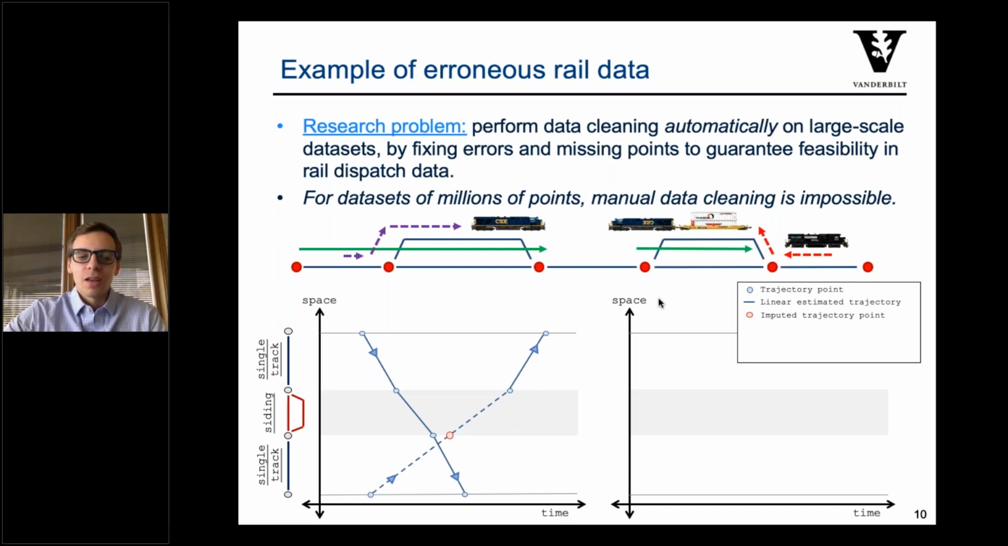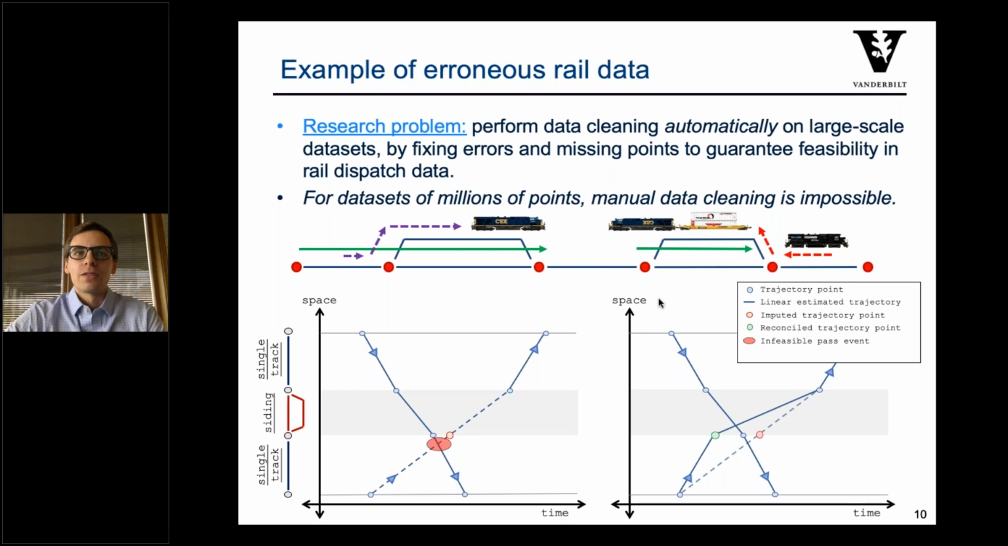And in this case, for this diagram, we see very clearly that this is a set of infeasible trajectories. The intersection point implies that these trains passed on the siding track, when in fact we know that this must have occurred on the siding track. So the data reconciliation process is tasked with finding the correction to this data that satisfies feasibility between these two train trajectories.